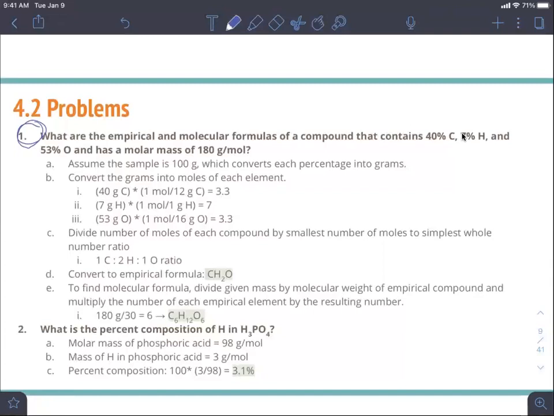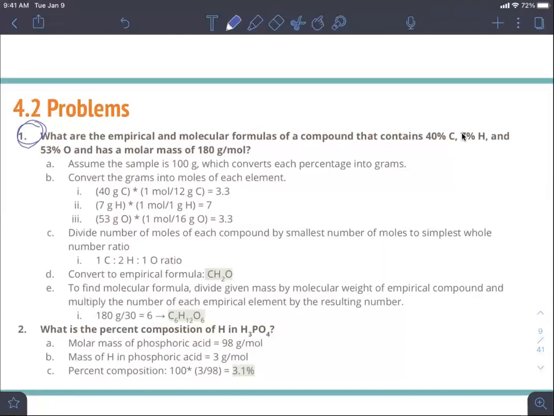So firstly, here are the percentages. 40% carbon, 7% hydrogen, and 53% oxygen. And it has a molar mass of 180 grams. So how do we do this? Firstly, we just assume the sample is 100 grams. This converts each percentage into grams. So that means 40 grams of carbon, 7 grams of hydrogen, and 53 grams of oxygen.